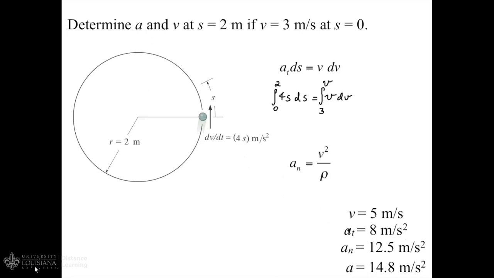The normal component, of course, comes from this equation, where we take our velocity of 5 meters per second and square it, and divide by the radius of curvature of the path, which is 2 meters. We get 12.5 meters per second squared. And so adding these two components up vectorially, we get our resultant acceleration, through the Pythagorean theorem, of course, 14.8 meters per second squared. That acceleration, of course, is going to be directed inward toward the curve.